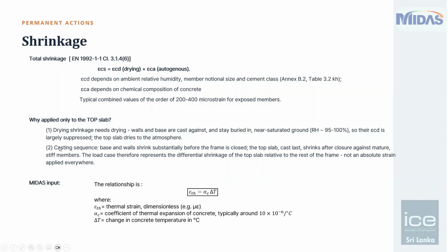Okay. Now the second is the casting sequence. Base and wall shrink substantially before the frame is closed. So generally we'll cast the base slab, then we'll erect the walls, and then we'll top it off using the top slab, right? So the top slab cast last shrinks after closure against mature stiff members. So generally the thermal restraint is seen by the top slab only. Why? Because your end walls have hardened. Now they can provide sufficient stiffness to your top slab to not allow it to shrink. So that would put your reinforcement into a state of tension. So that is why we must account for shrinkage, right?